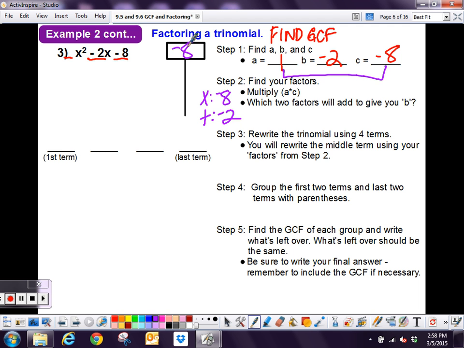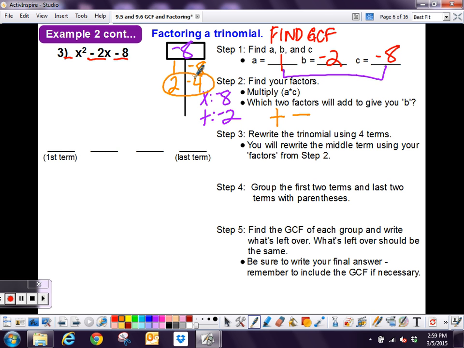Okay, so you have to think a little harder about this, because to be able to multiply to get a negative number, that means I have to have one positive number and one negative number. So let's think about the factors of 8, or negative 8. So I could have 1 times negative 8. I could have 2 times negative 4. And it looks like right there, that is our winner.